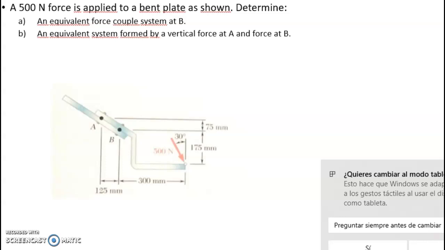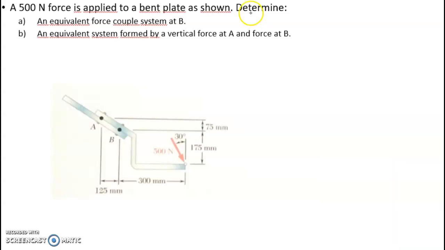Fourth problem of the homework, we get a 500 Newton force applied to the plate as shown. Let's determine the equivalent system first. An equivalent force-couple system at B.